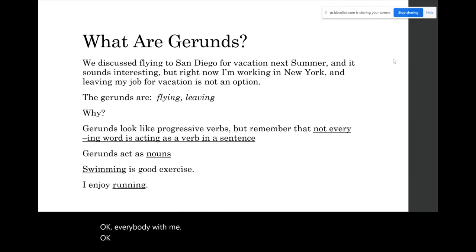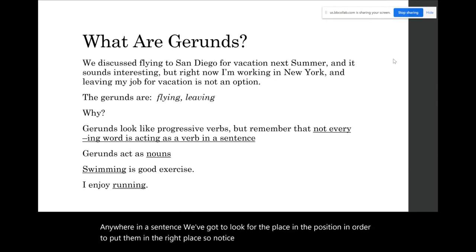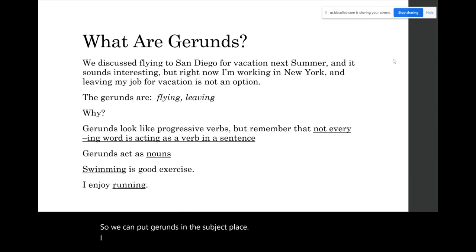The hard part comes when you're trying to decide how to place them correctly, right? Because we can't just throw them in anywhere in a sentence. We've got to look for the place and the position in order to put them in the right place. So notice in "Swimming is a good exercise," swimming is a subject. You can put gerunds in the subject. I enjoy running. What is the position of that gerund?